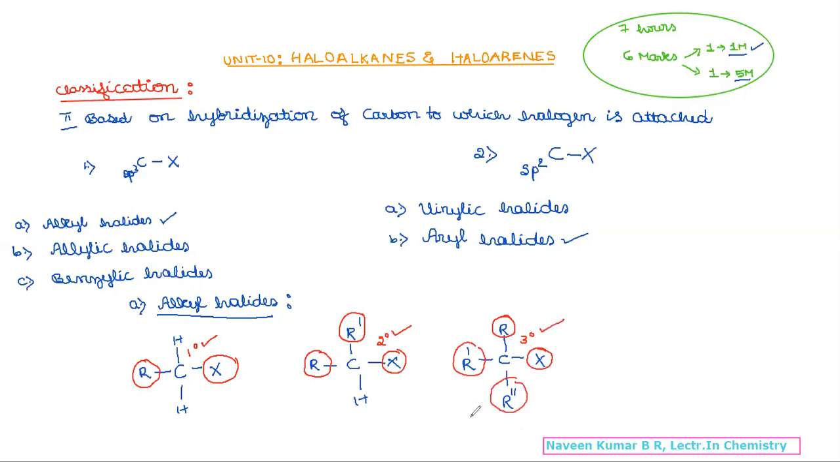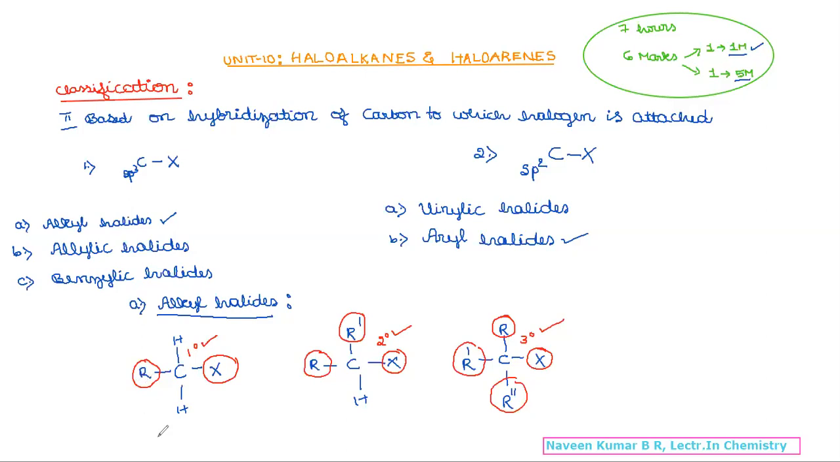halide. I'll repeat, the halogen attached carbon, if it is surrounded by one R group, primary; two R groups, secondary; three R groups, tertiary. Or you can say that if the halogen attached carbon is surrounded by two hydrogens, then it is primary. A halogen attached carbon surrounded by one hydrogen, secondary. The halogen attached carbon surrounded by no hydrogen, or absence of hydrogen, then it is called tertiary.